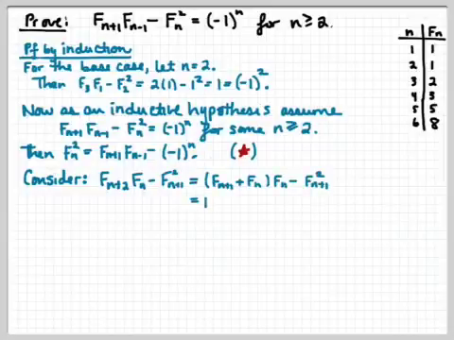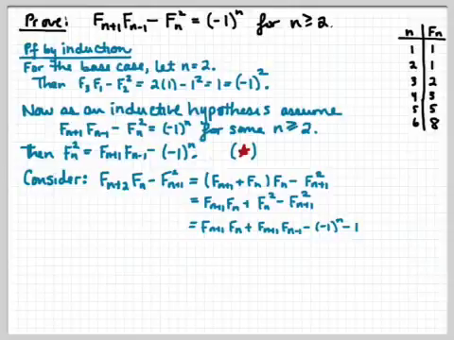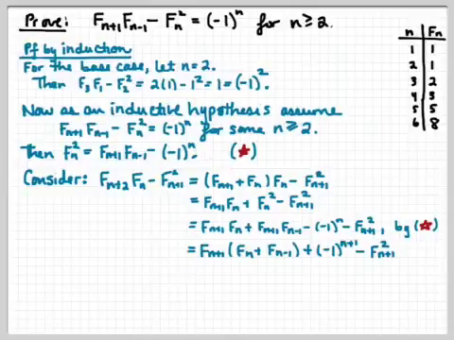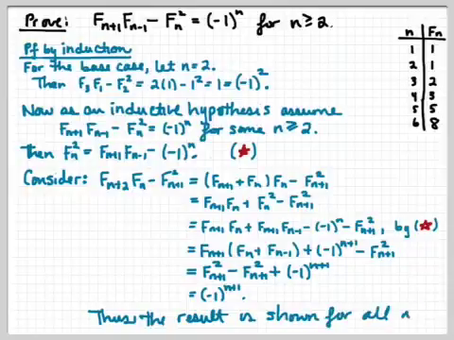Okay, and now I can just basically follow my scratch paper work. I expand the first term, distribute the f sub n, apply property star, factor out an f sub n plus 1, and combine the minus signs. And then I'll notice that everything cancels out, and it all turned out exactly the way I wanted it. Thus the result is shown for all n greater than or equal to 2 by induction.